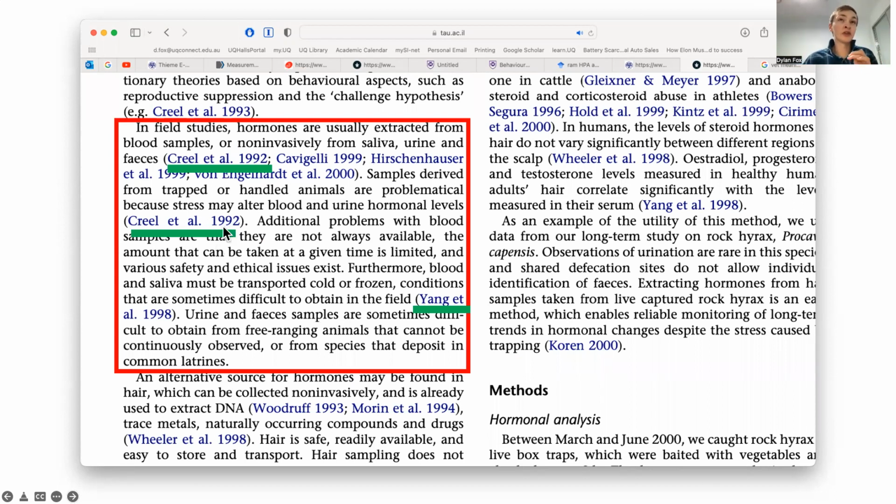Likely the same paper, I'm not actually sure, also comes down here and is linked to this sentence that says samples derived from trapped or handled animals are problematic because stress may alter blood and urine hormone levels. So this is once again referenced because it's a different idea. Up here they were talking about the different tissues that we can sample to extract hormones from, and here we have a disadvantage or a limitation of one particular method. So that is the blood method or the urine method also.